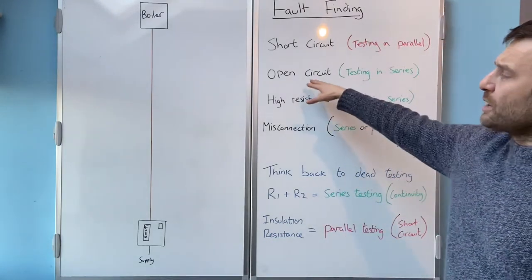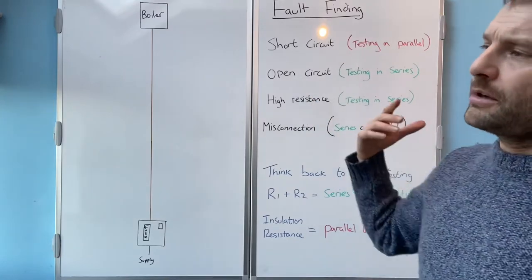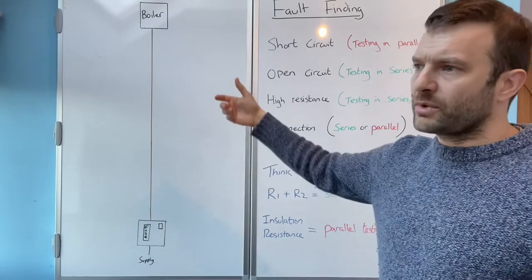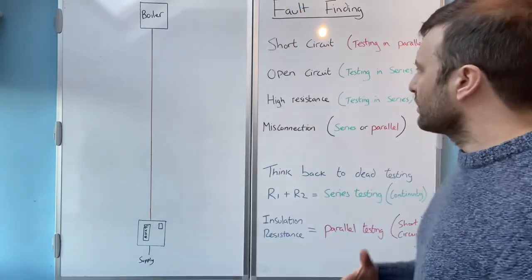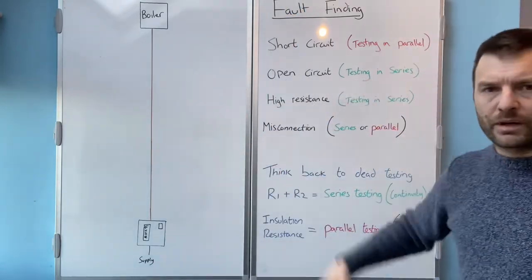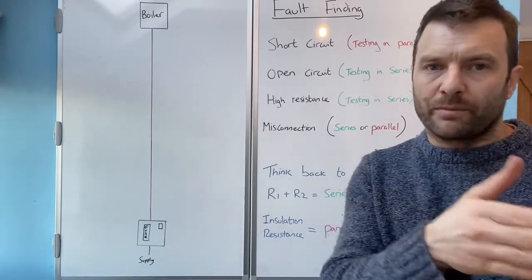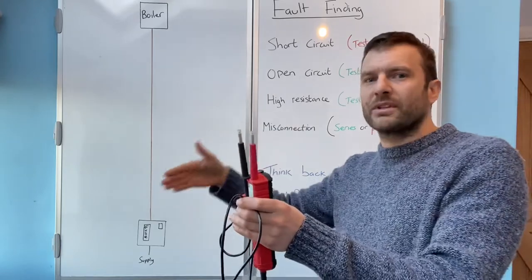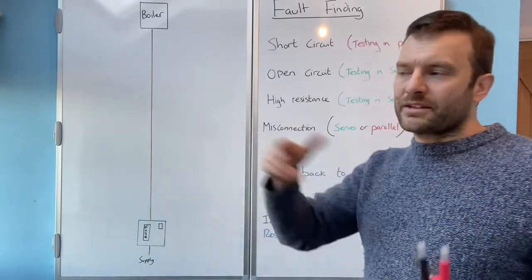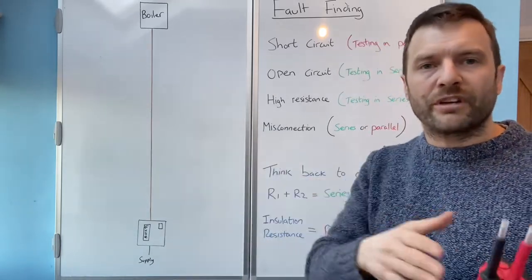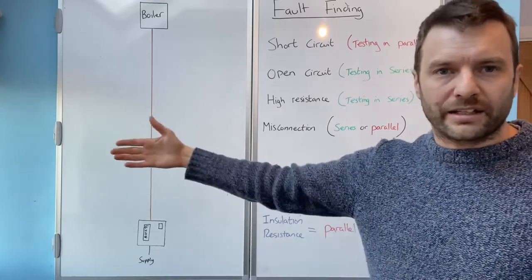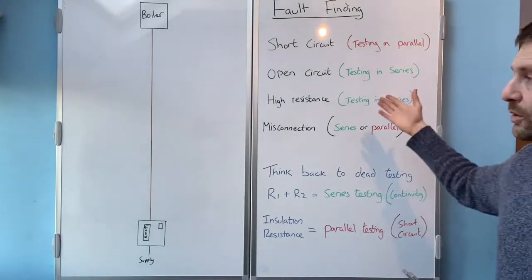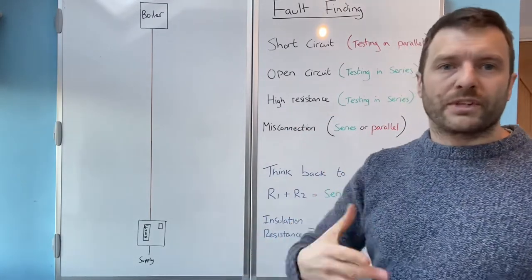We could also then be talking about an open circuit. So for instance, we could be talking about a light that's not working. We're switching the switch, the light's not coming on. We would then be testing in series. So we would test power from the MCB to the first point, from the first point to the second point, to the second point to the light, and seeing that we've got continuity all the way through, and we're looking for a break in that connection. Loss of continuity. We could also then be checking the neutral or the CPC.